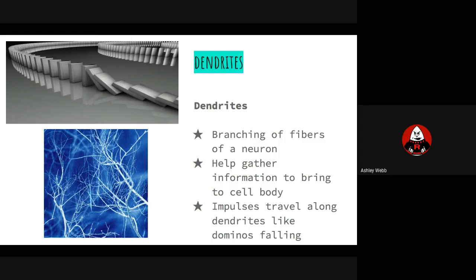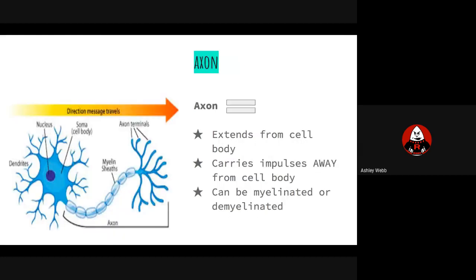As those impulses are traveling through the dendrite, think of it like a domino. If you had a set of dominoes set up and you just barely tapped the end one, the dominoes would keep falling until they got to the end of the line of dominoes. The axon, on the flip side, carries impulses away from the cell body.